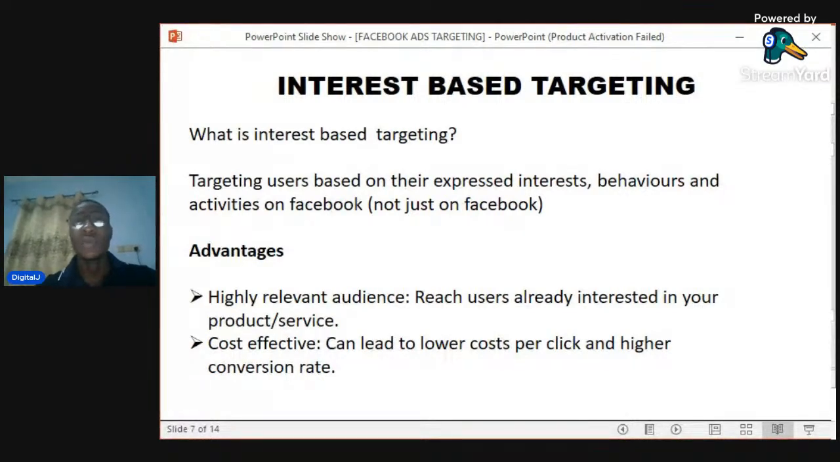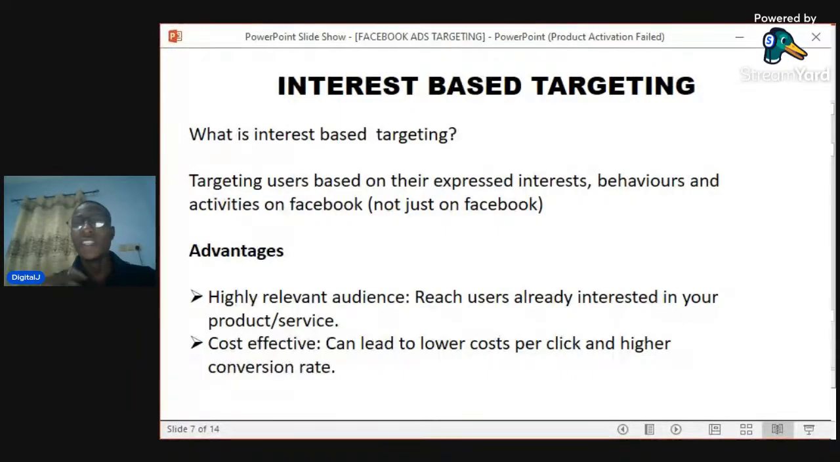Okay. So let's say you want to run ads for your fashion brand. Let's say you are selling clothes, you are selling jewelries. Understand? You can target people based on what they're interested in. You can go to your targeting section and put in keywords like fashion, jewelries, accessories, just like that, to target these persons. And so interest-based targeting is a little more specific than broad targeting.